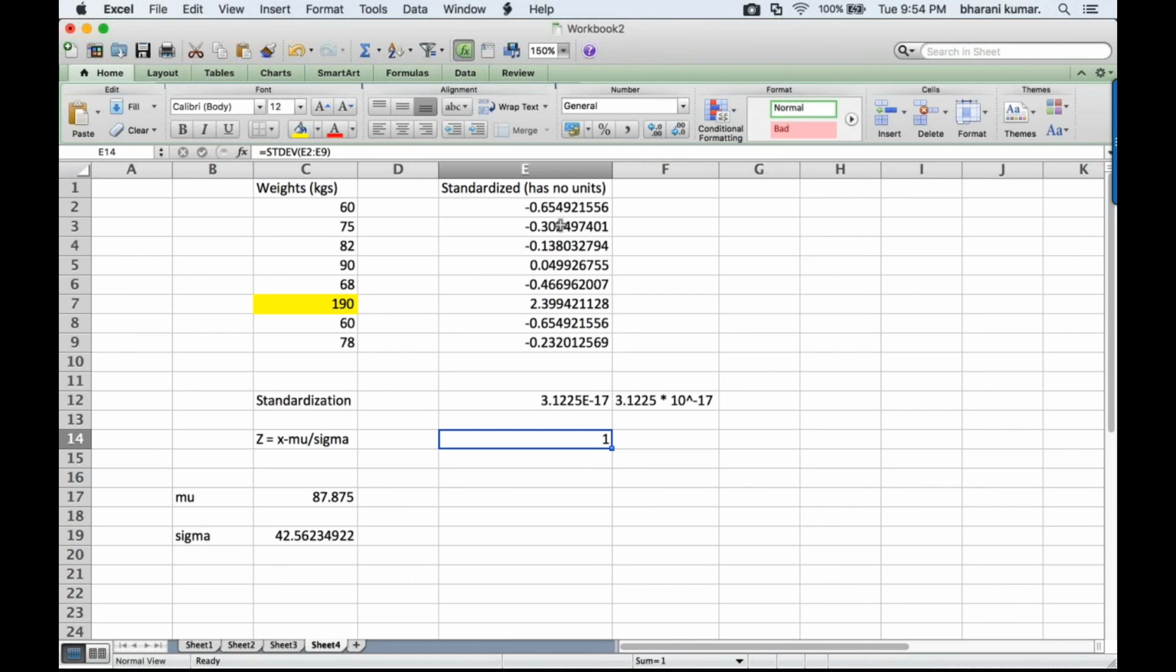And we often in statistics work on standardized data to ensure that we do not get into the units business and try to do the conversions and all that. We deal with the standardized data.